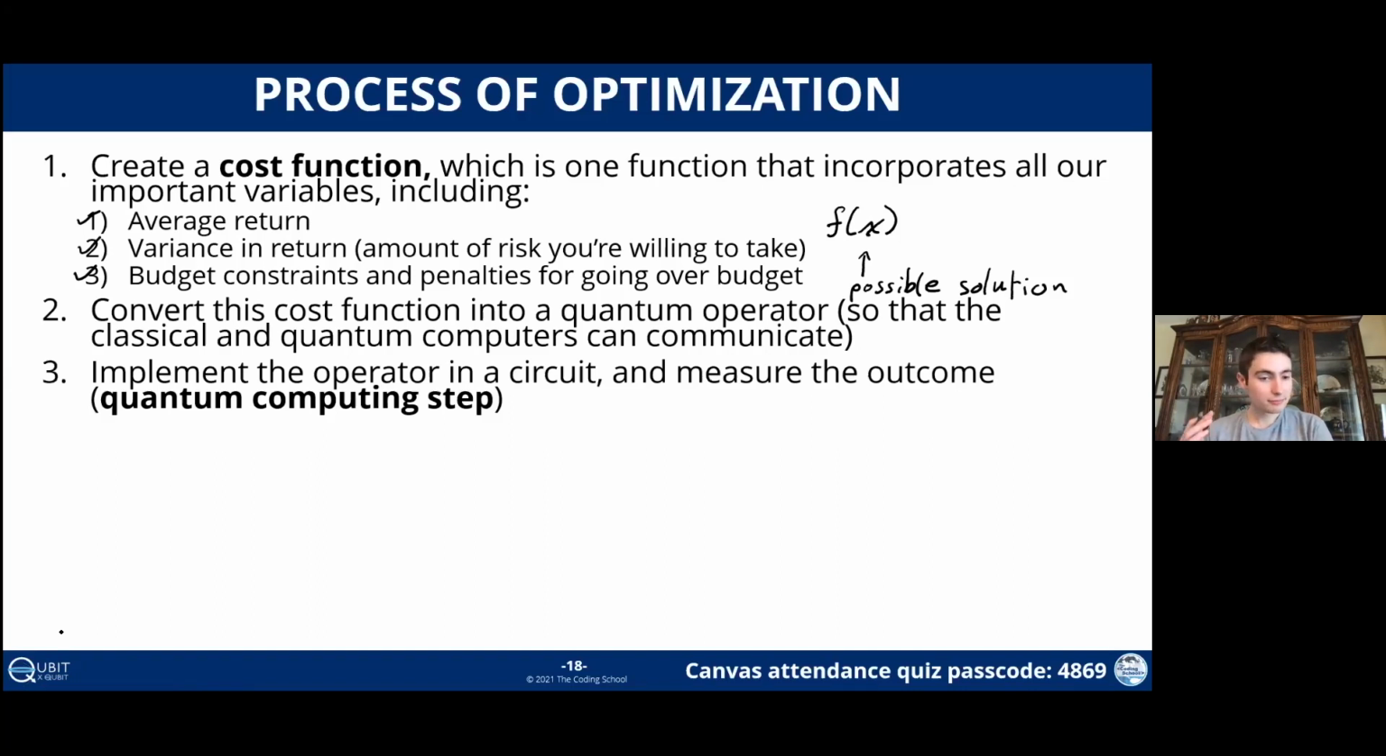Okay, step three, pretty straightforward. You take your operator and you put it into a circuit and you measure the outcome, right? So we know how to do that. We can do it using IBM Qiskit, either on a real quantum computer or in a simulator.